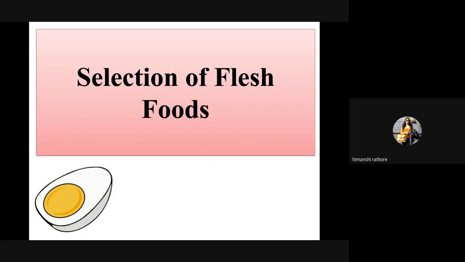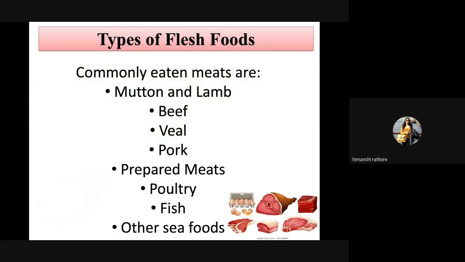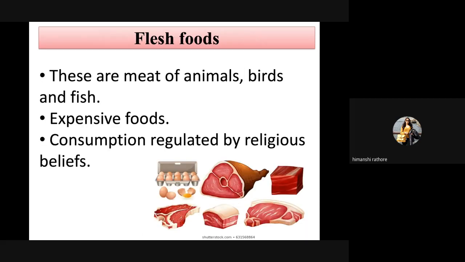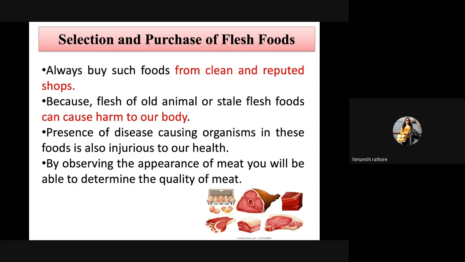Then we talked about the selection of flesh foods, what all flesh foods are available, and how you can select these. They should always be purchased from reputed shops. They should not be from a disease causing organism. If an animal is diseased, then it can automatically harm your body too. Then by observing the appearance of the meat, you can tell whether it is stale or fresh meat.